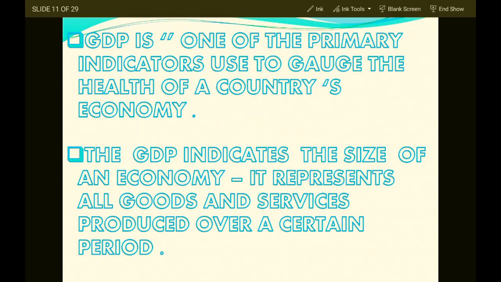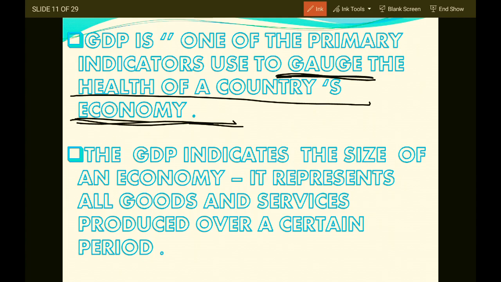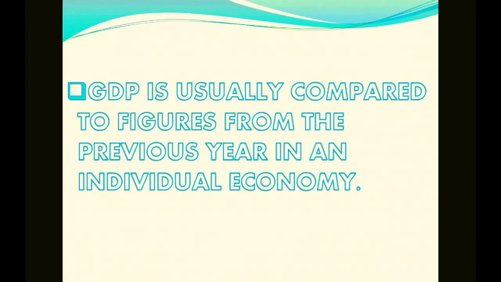Now GDP, what is GDP? GDP is the primary indicator. It's a primary indicator used to gauge. Gauge basically refers to measure the health of a country. How is the country functioning? What is the position of production of goods and services? What is the position of import and export? The GDP indicates the size of an economy. It represents all goods and services produced over a certain period. Certain period refers to the financial period.